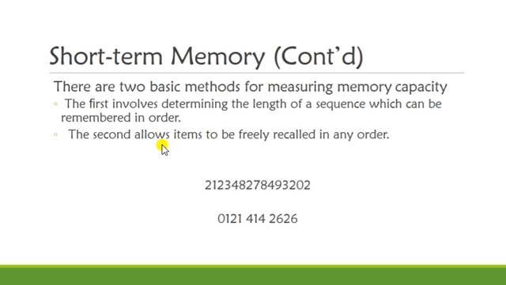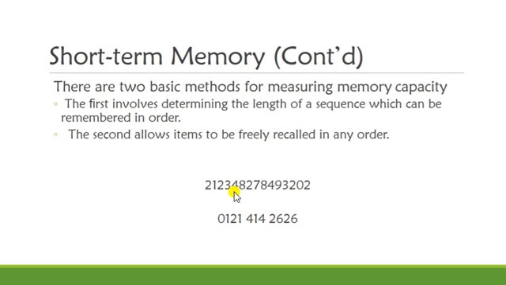There are two basic methods for measuring memory capacity. The first involves determining the length of sequence which can be remembered in order, and the second allows items to be freely recalled in any order. For the first one, we must remember the particular order or sequence in which a sentence or number follows, and the second one is just to freely recall it in any order. Using the first measure, which follows order, a person can remember 7 plus or minus 2 digits.